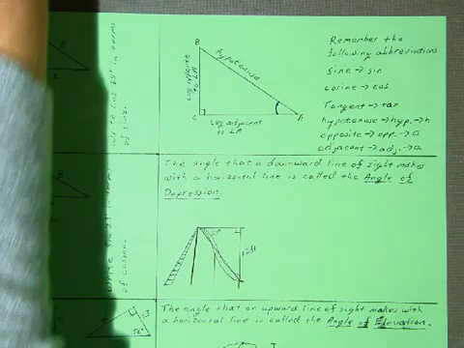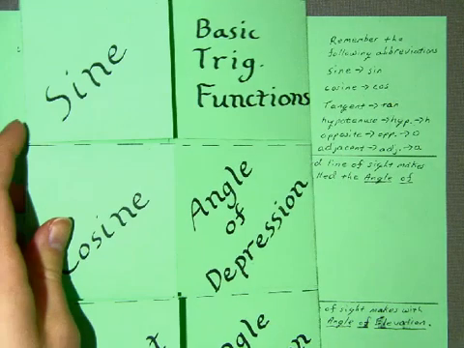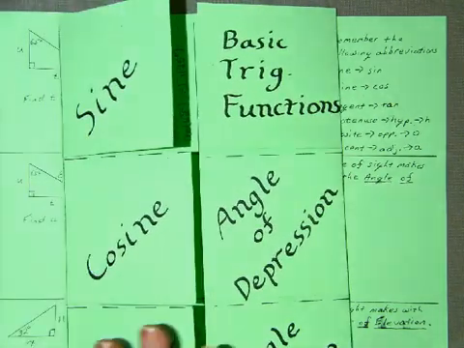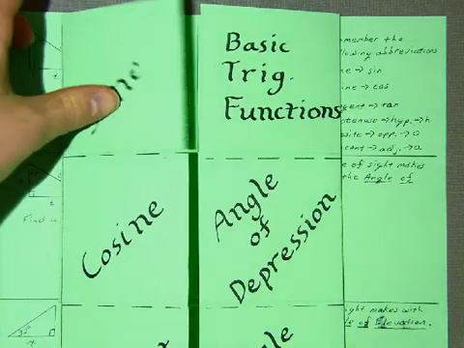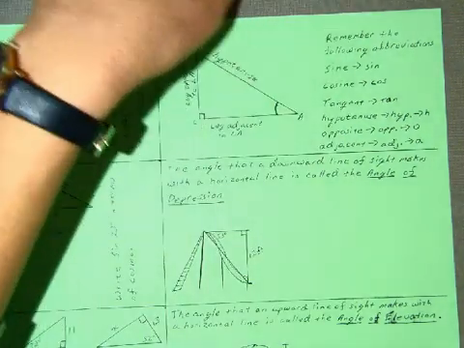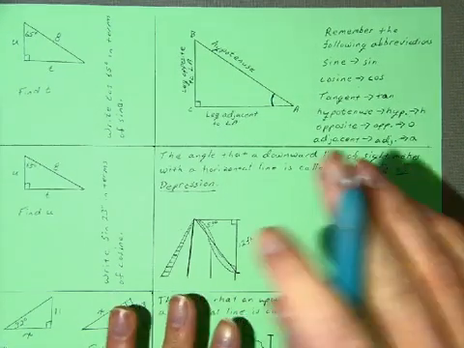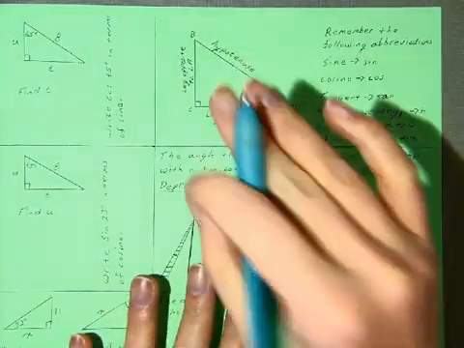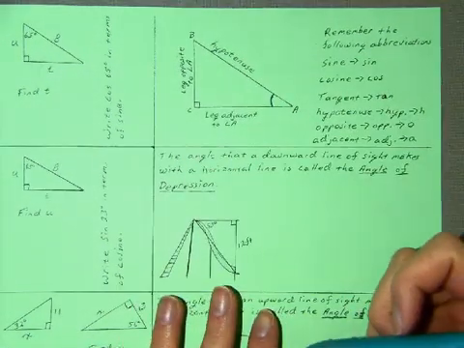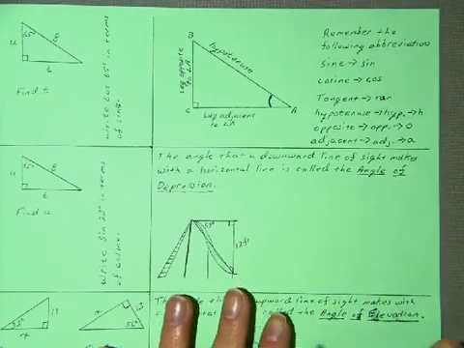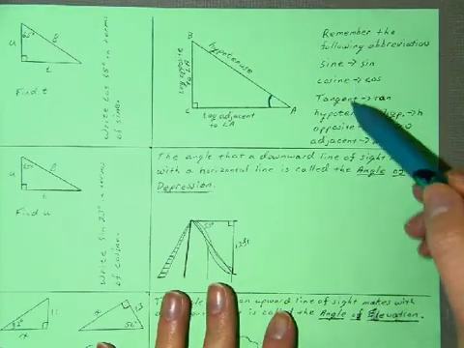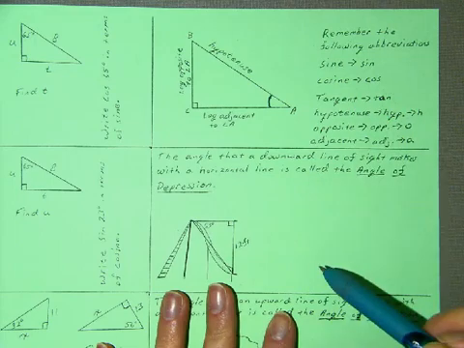Today we are going to be going through the basic trig functions foldable that looks like this. So go ahead and open up to your top right-hand corner under basic trig functions. And today we're going to be talking about the trig functions sine, cosine, and tangent.